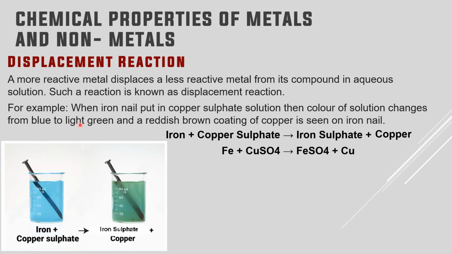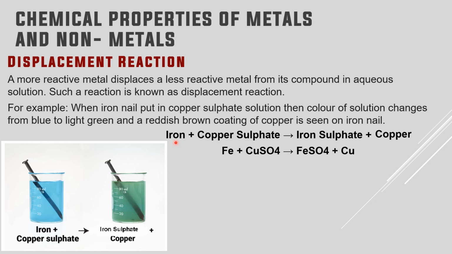And one thing also I want to tell. Here we put an iron nail in copper sulfate. Now think like this: when we put a copper nail or copper piece in iron sulfate, this is the reverse. Will anything happen? No, because copper is less strong. Here iron is more strong, copper is less strong, so nothing will happen when we do like that.